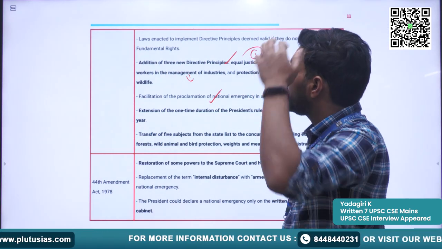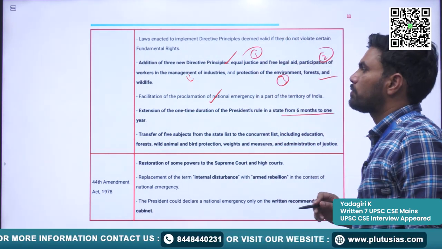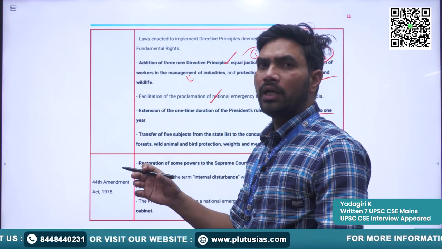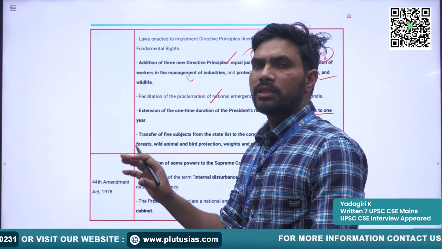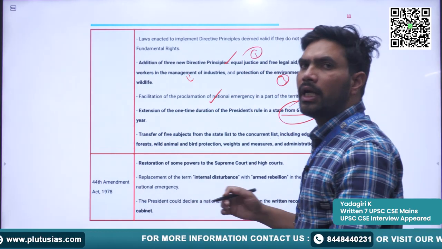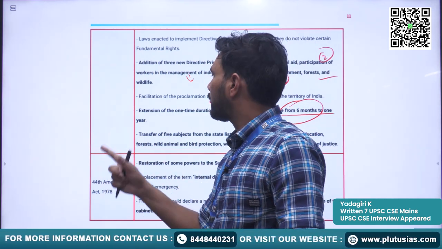Right. Other changes: extension of one-time duration of the president's rule in a state from 6 months to 1 year. So the president's rule in a state earlier used to be extended only for 6 months at a time. Now, after the 42nd Amendment, it can be extended for 1 year at a time.